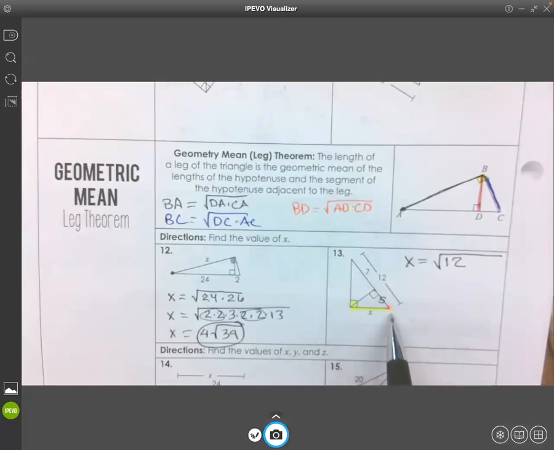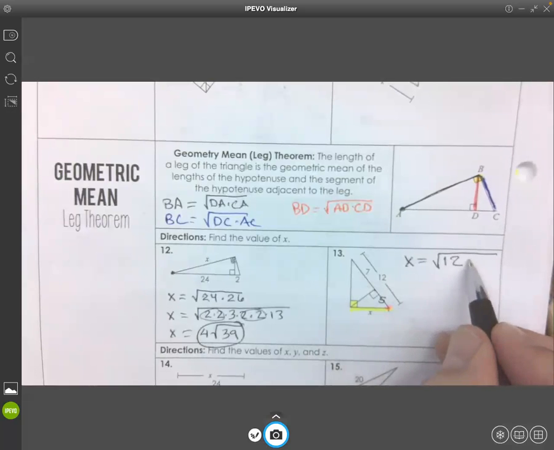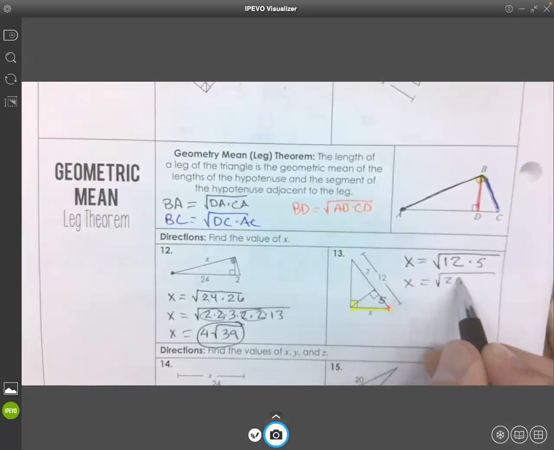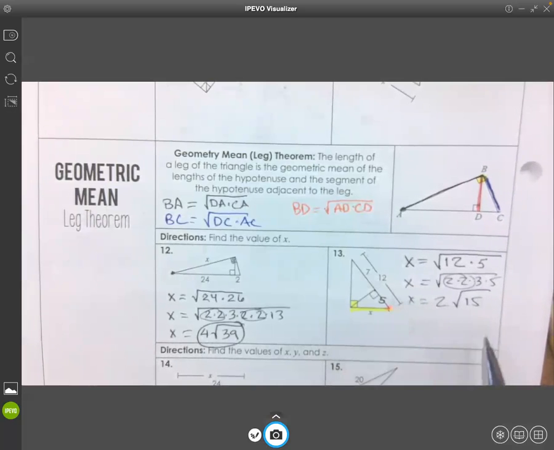And that's another segment that ends at that same piece. So 12 times 5. 2 times 2 times 3 times 5. 2's pair up and it's 2 root 15.